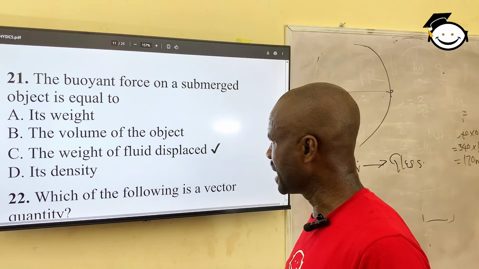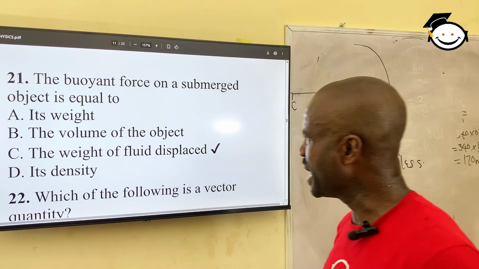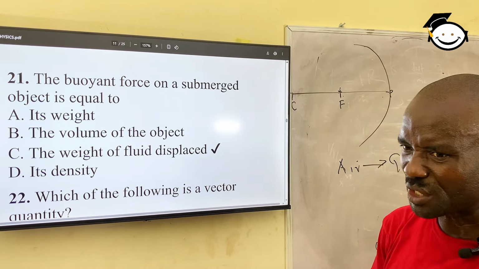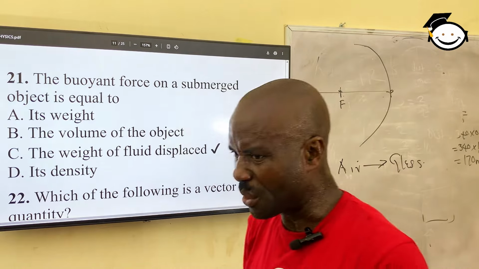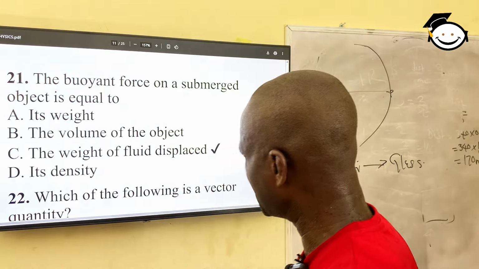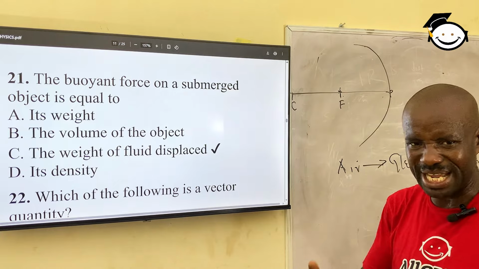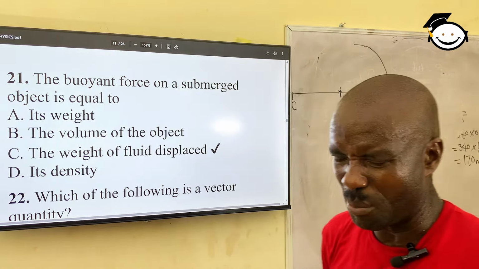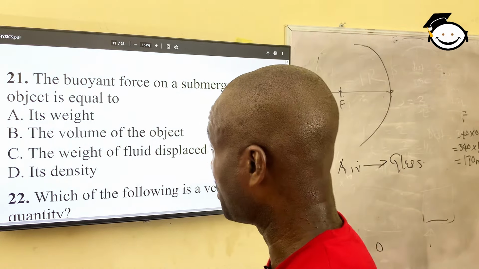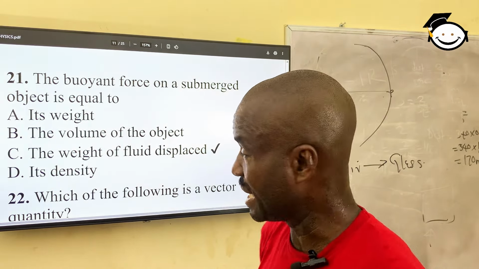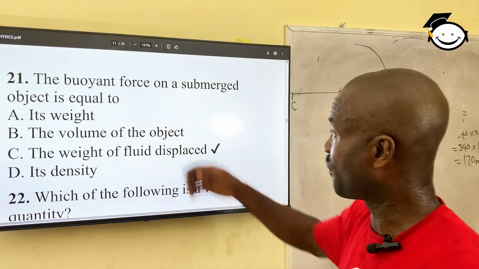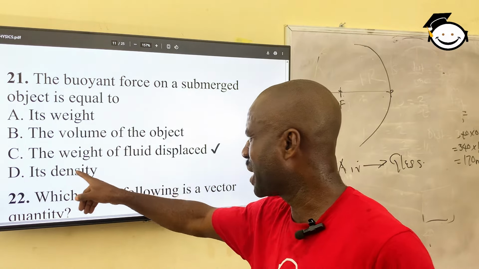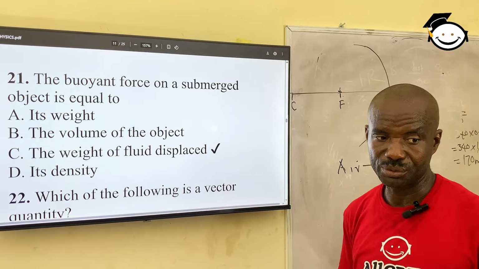The volume of the object? The weight of the fluid displaced, that is the correct answer. The weight of the amount of water displaced by the ship gives it the force that makes the ship float on water. We call it buoyancy, that's the law of flotation. The buoyancy force on a submerged object is equal to the weight of the fluid displaced.